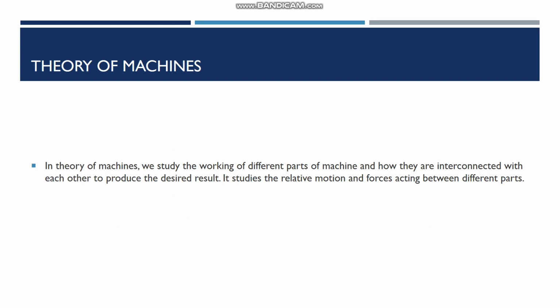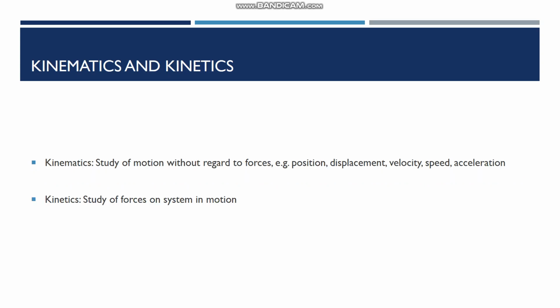In theory of machines, we have a problem statement and we apply our knowledge of machines to build a machine that could solve that problem statement. To do that, we study the different components of a machine, how they behave when they act together, their relative motion and the forces acting between those different parts. All that is covered under theory of machines.